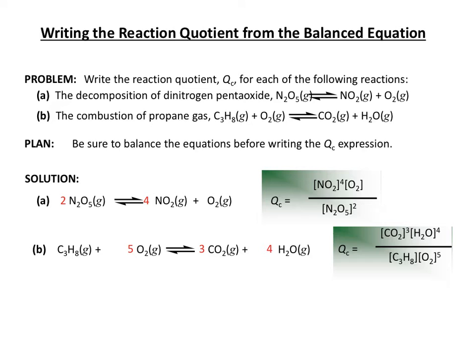Okay, so we have a few problems here. Writing the reaction quotient from the balanced equation. So remember, we need a balanced equation. We have in problem A, the decomposition of dinitrogen pentoxide. This is the equation. It looks to be balanced. Let's see, does it look to be 2 and 2? Maybe it's not. I think it's not actually. We have to balance this equation.